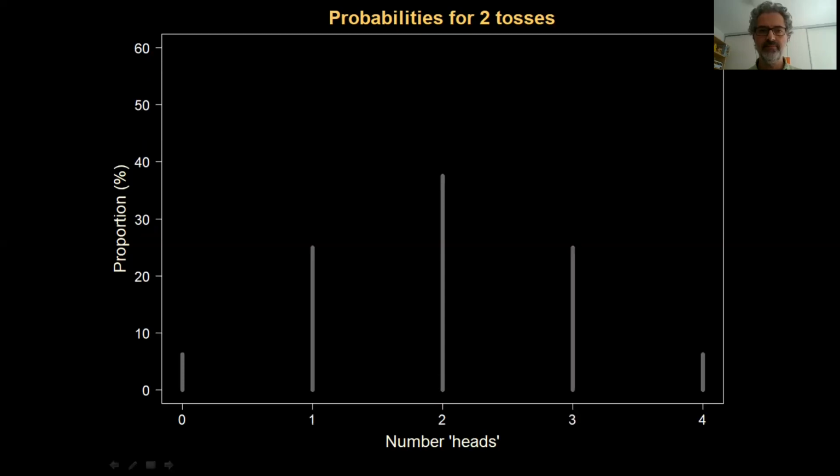The probabilities for 4 tosses were based on the fact that there are 16 different possible outcomes, one of which is all heads, 4 heads, and one is all tails. There were 4 different ones, so 25% for one heads or one tails. And we get this shape of expected probabilities for 4 coin tosses.